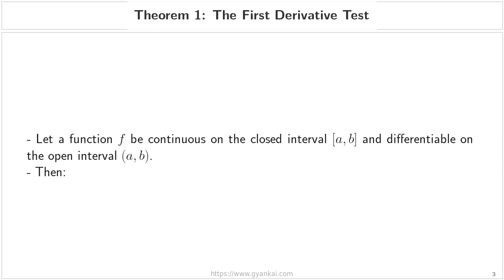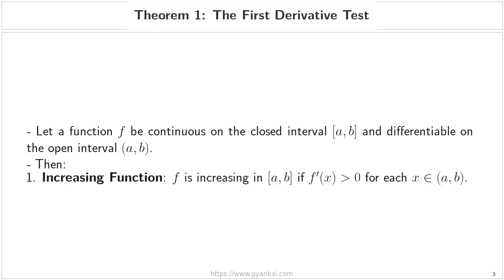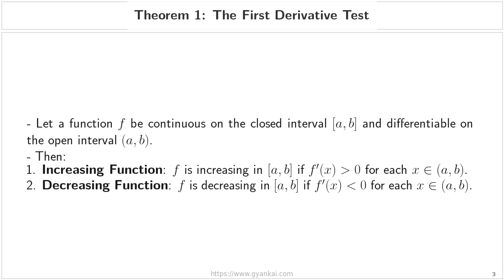Given these conditions, the theorem provides us with 3 clear rules. First, the function f is considered an increasing function on the closed interval from a to b if its first derivative, f prime of x, is greater than 0 for every x in the open interval from a to b. In simpler terms, if the slope is always positive, the function is always rising. Second, the function f is a decreasing function on the closed interval from a to b if the first derivative, f prime of x, is less than 0 for every x in the open interval from a to b. This means a consistently negative slope indicates the function is always falling.